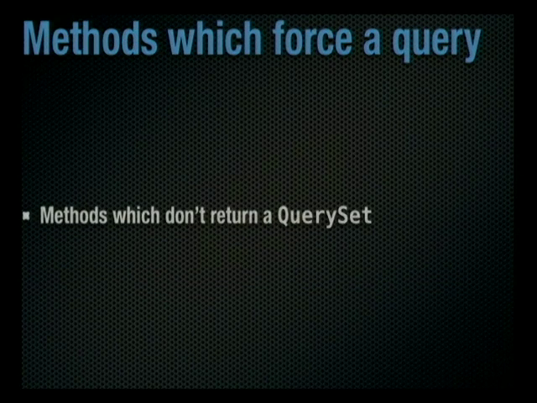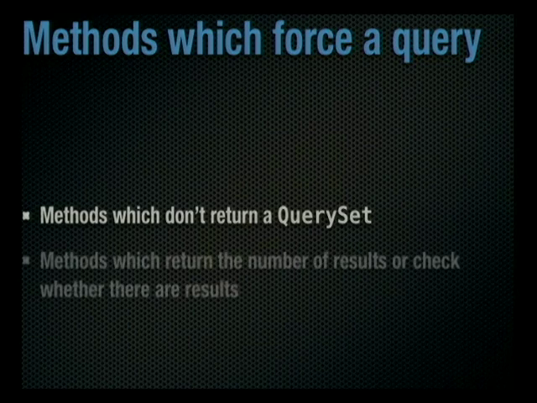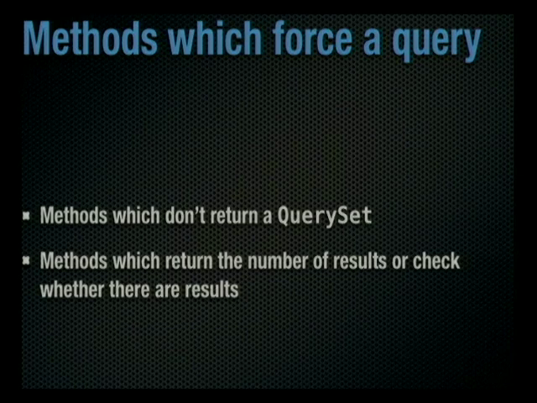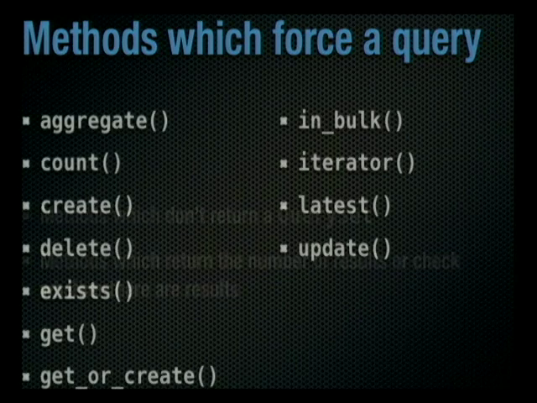This is a list. Basically, any method that doesn't return a query set is going to force a query. We'll go over those in a minute. Any method which returns a number of results or checks whether there are results will force a query. I think this is an up-to-date list. I couldn't find any more when I was updating this tutorial. I think this is the up-to-date list of every method on a query set that ends up forcing it to do a fresh query. So I'll leave that up there for a second, let you all get that written down if you want it.